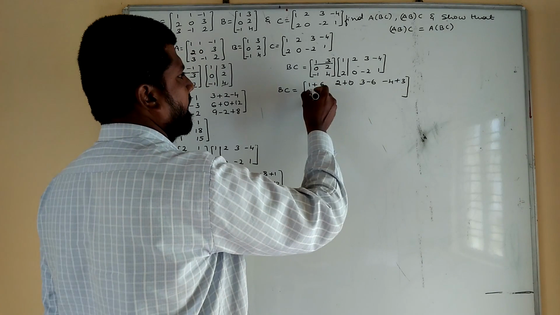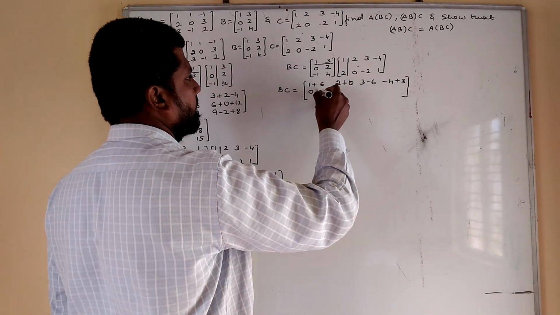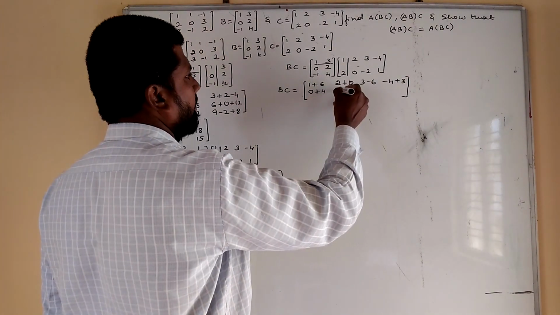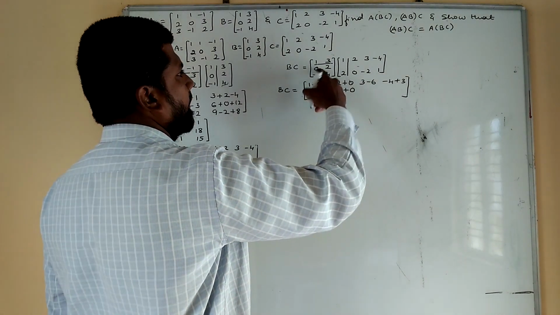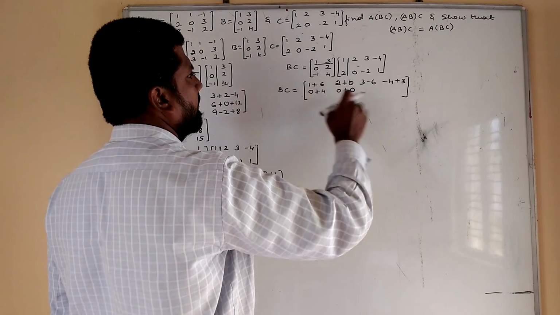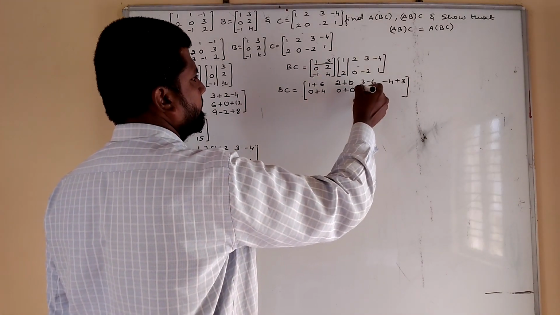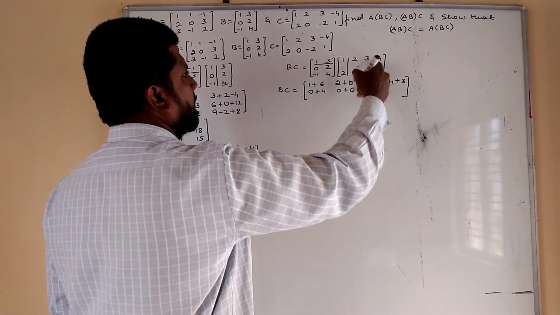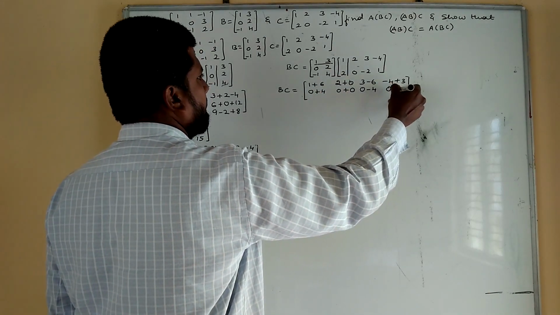0 into 1 is 0. 2 into 2 is 4. Second row, second column. 0 into 2 is 0. 2 into 0 is 0. 0 into 3 is 0. 0 into 3 is 0. 2 into minus 2 is minus 4. 0 into minus 4 is 0. 2 into 1 is 2.